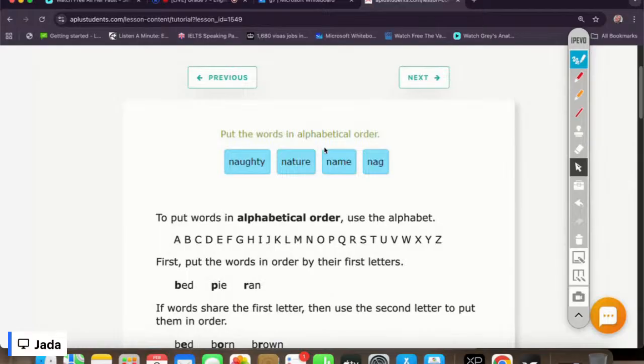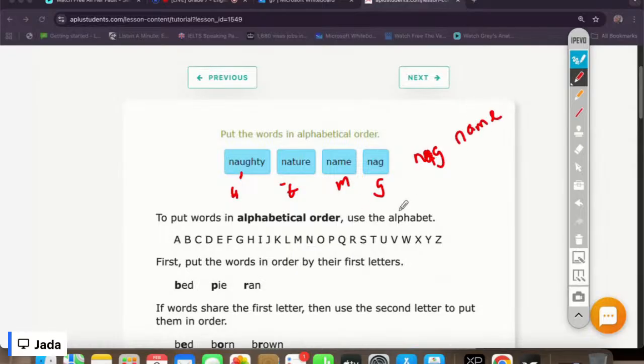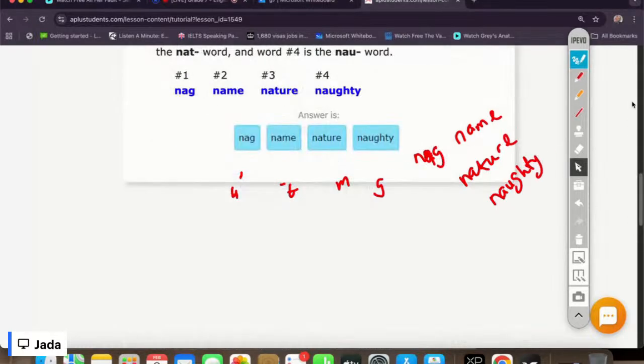So put the words in order. We have naughty, nature, name, nag. One thing that is common here is that the first two letters are the same. So we have to use the third one. For naughty we have U, for nature we have T, for name we have M, and for nag we have G. So of course nag comes first. After nag, we have name, then nature, and then naughty. Remember that if one is shorter, you have to put the short one in front.